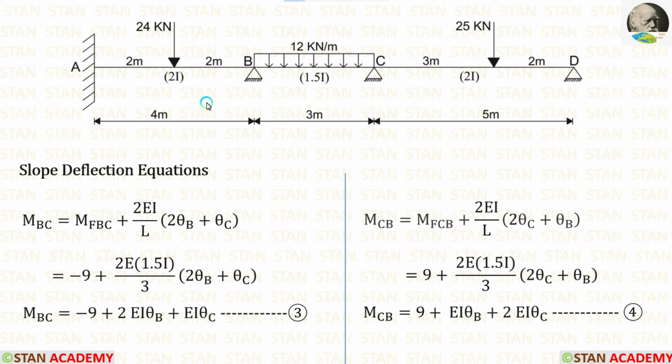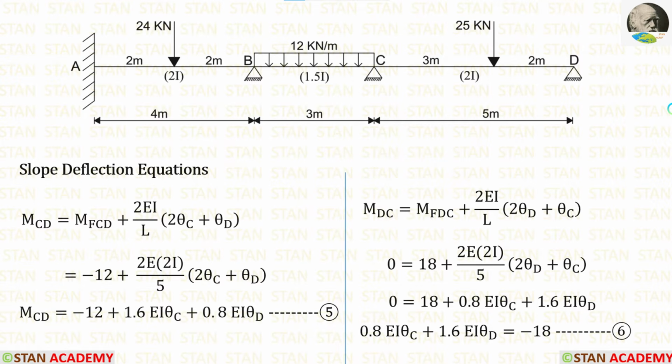Now let us make the slope deflection equations in the span BC. Let us apply the fixed end moments. In the span BC, length is 3 meter. Let us apply in both of the equations. The moment of inertia is 1.5I. So instead of I, we have to apply 1.5I in both of the equations. After the calculations, we are making two slope deflection equations.